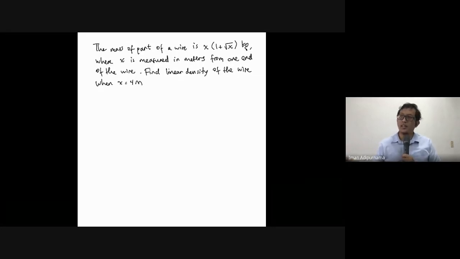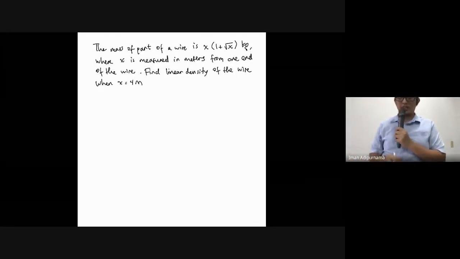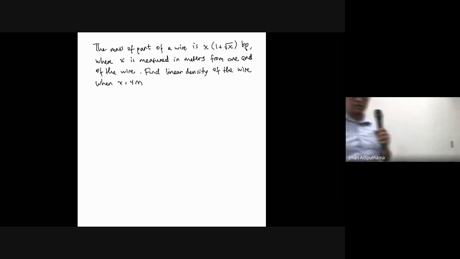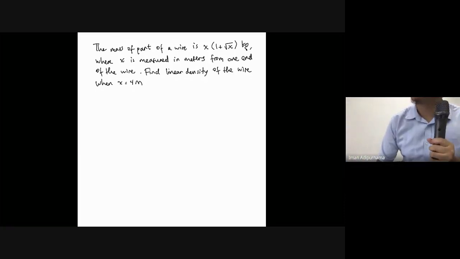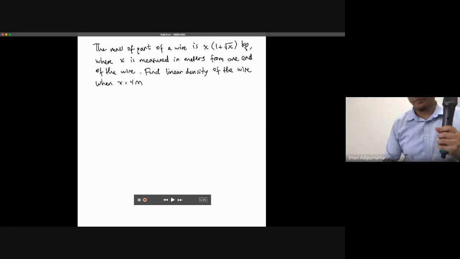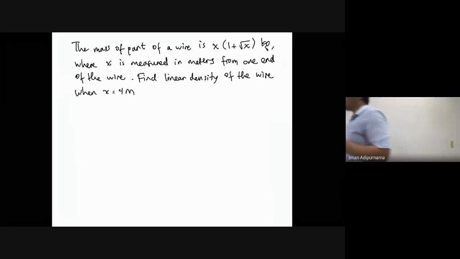I think I forgot to go over this in this class or another class. These questions: the mass of part of a wire. Let me make it bigger. Can you see? Is my writing clear, or is it really bad?